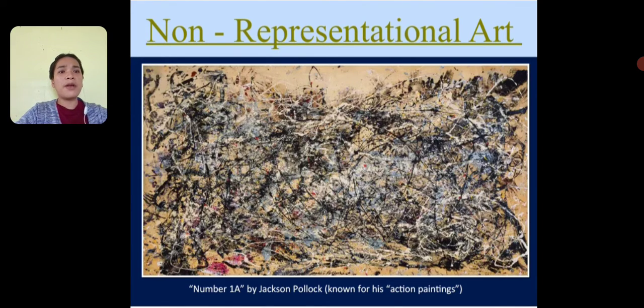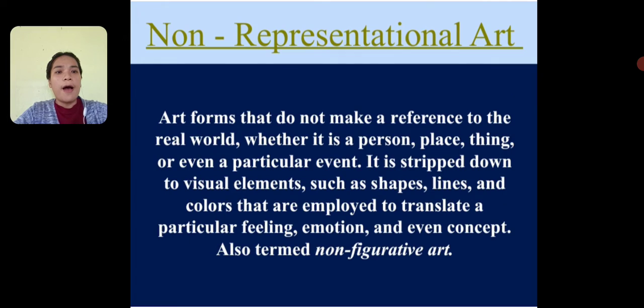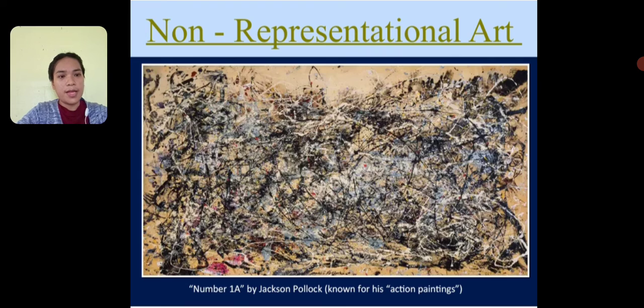Why do we call it non-representational art? It is because, as said, it has forms that do not make a reference to the real world, whether a person, place, thing, or even a particular event. This is also termed non-figurative art. That is one example of non-representational art, a painting by Jackson Pollock, known for his action paintings.